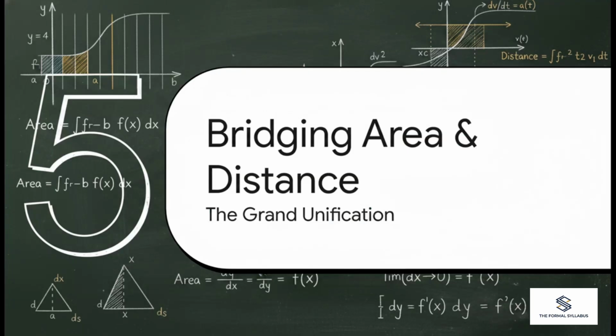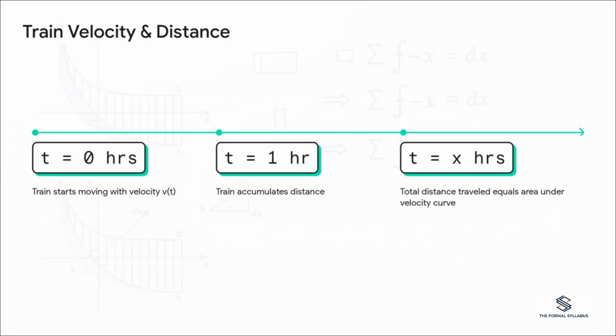Which brings us to part 5, bridging area and distance, the grand unification. This is the climax of the explainer. We've got these abstract algebra rules, but what do they give us in the real world? Let's ground this. Imagine tracking a train over time. At time 0, it starts moving. As the hours pass, it accumulates distance. If you were to graph that train's velocity over time, the total distance it traveled is exactly equal to the total area accumulated under that velocity curve.